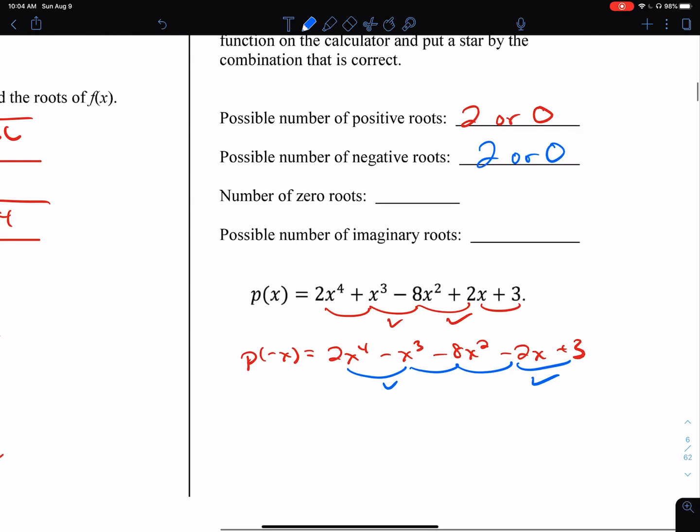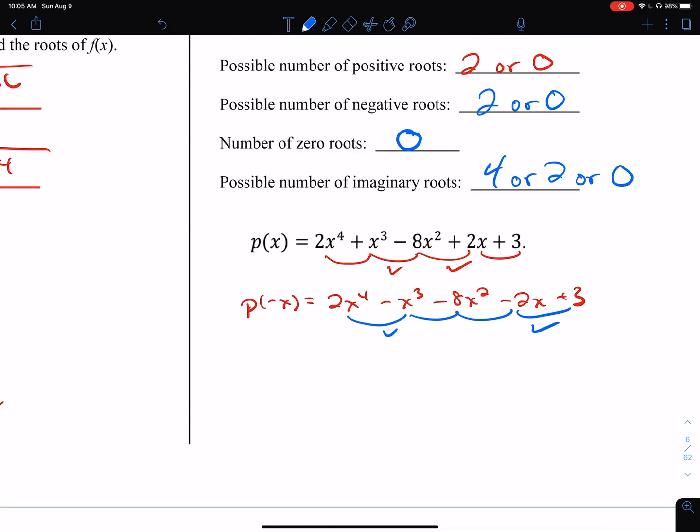How many of these roots are 0? Well, we would say that none could be 0 because we have a constant term. We cannot factor an x out of this equation, so it's 0. Possible number of imaginary roots. Well, this is a 4th degree polynomial, so there could be 4, or 2, or none. We're going to put all this information in a table and look at different combinations.